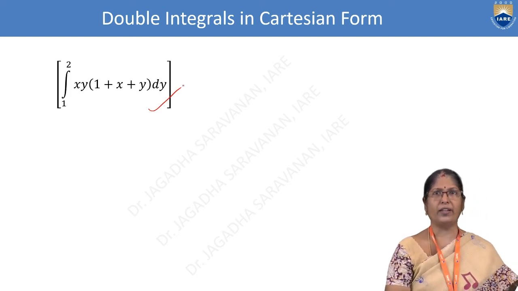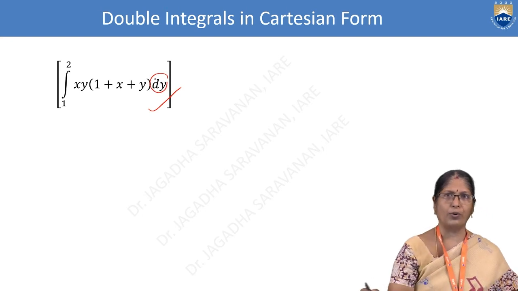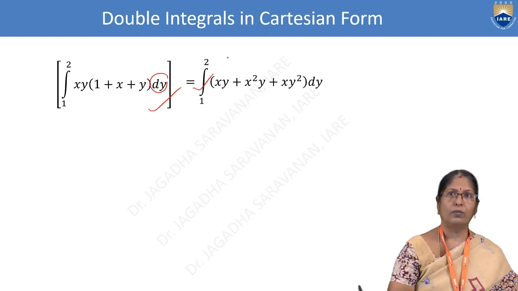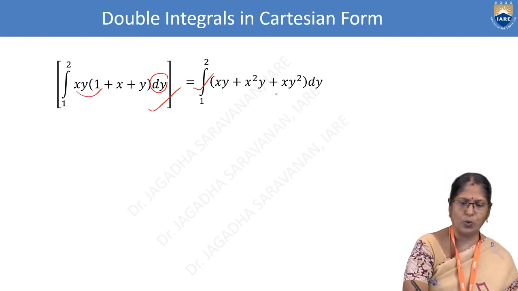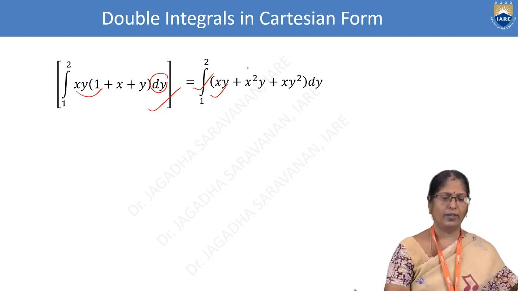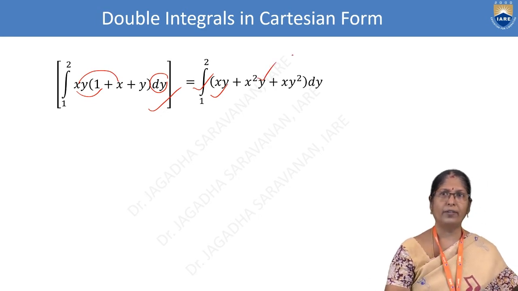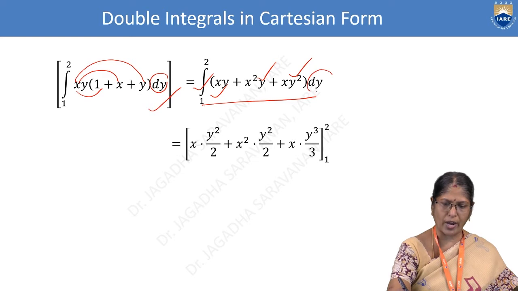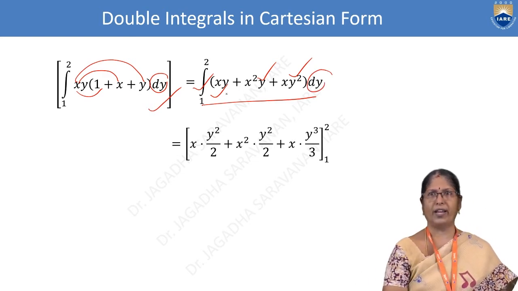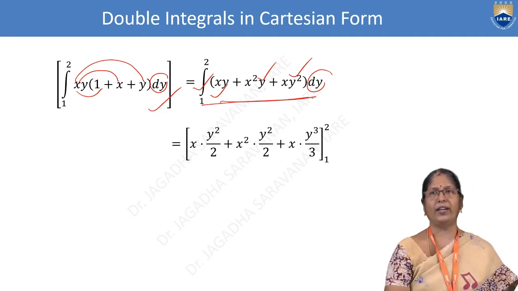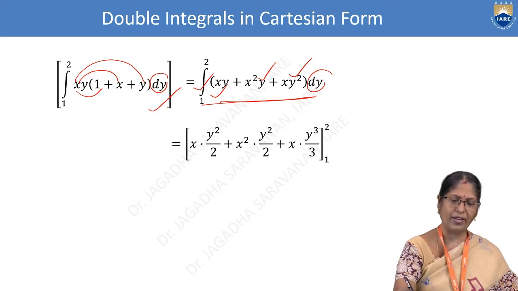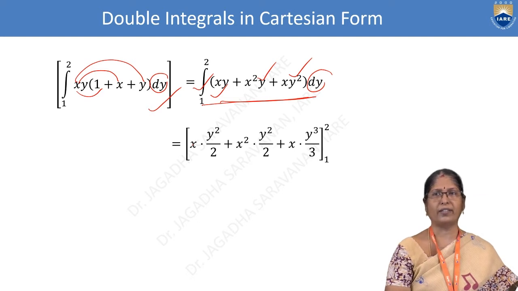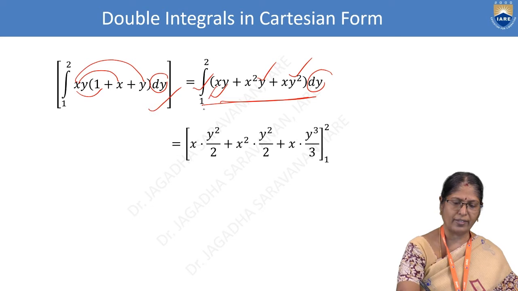So the interior integration with respect to y has to be done, from 1 to 2. Removing the brackets, xy into 1 is xy, and xy into x is x square y, and xy into y is xy square. Here we are doing the integration with respect to y, but another variable x is also there. The correct term is partial integration: when we are integrating with respect to y, we keep the other variable x as constant. Now x is written as it is.